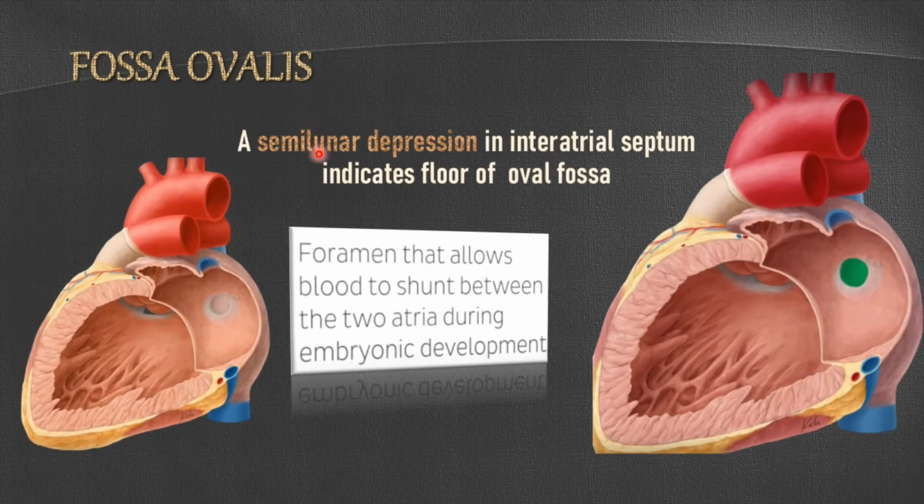Fossa ovalis, a semilunar depression in the interatrial septum in between two atria. This is the fossa ovalis, indicates the floor of the oval fossa. The foramen ovale allows the blood to shunt between two atria during embryonic development. During development it is open, that is why it is called a foramen, but immediately after birth it closes because the lungs are functioning now. So that is why it is called a fossa ovalis. So this is the remnant of the foramen ovale, which allows the shunt in between two atria during embryonic life.